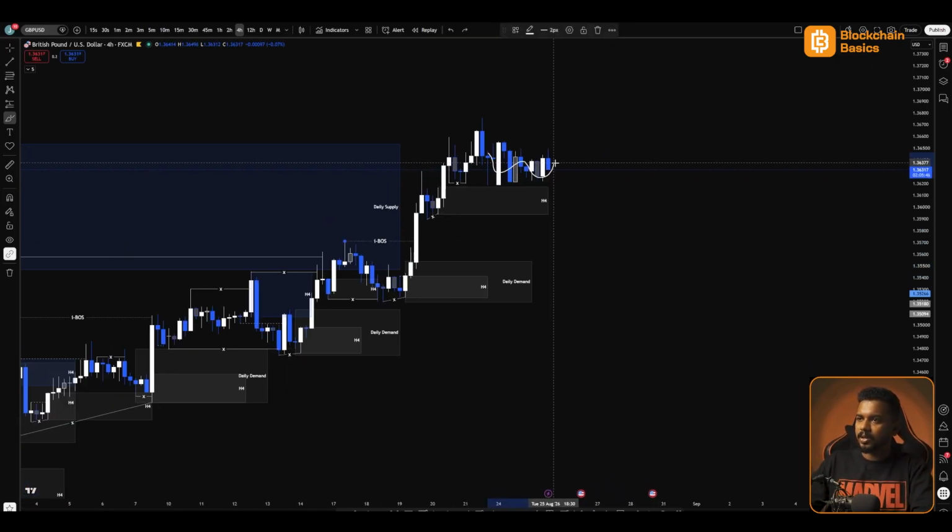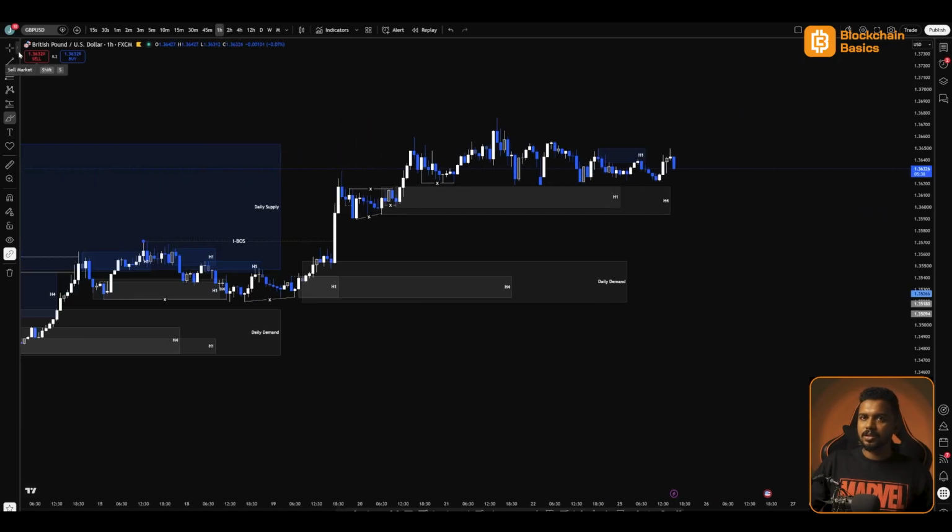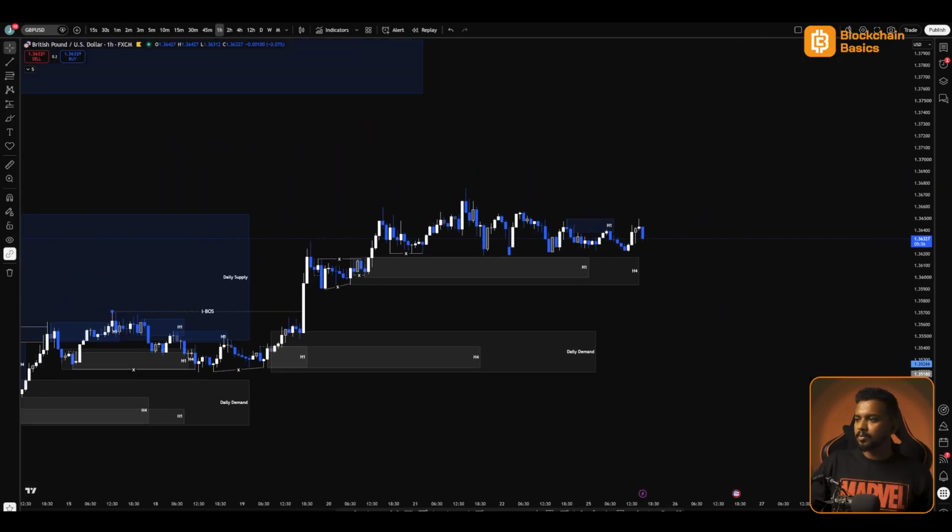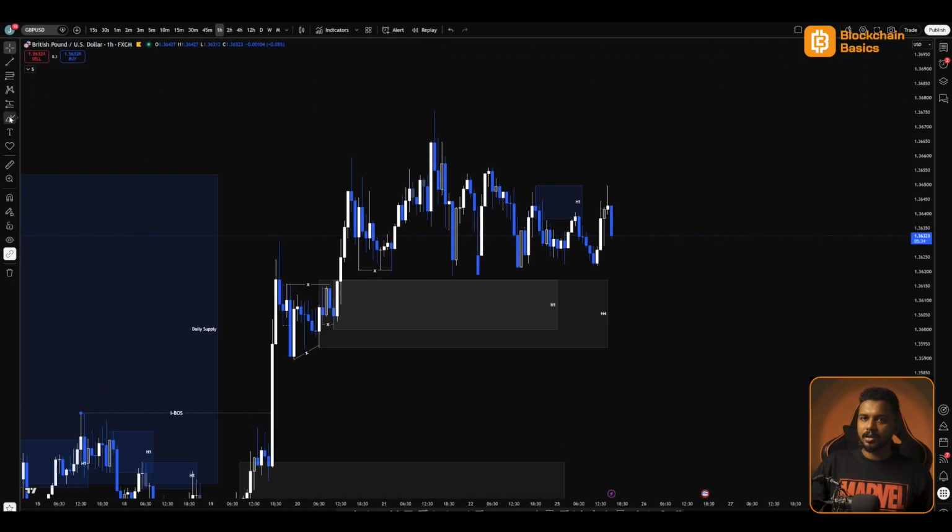So right now we have been going sideways and this is the H4 demand, which could either push price up, or if it fails, we can see price going to the downside. Looking at the H1 also, we don't have much clear direction right now. You can see we have been going sideways. This was a supply, it failed to push price down, came back, swept these highs, and not much over here, nothing going on.